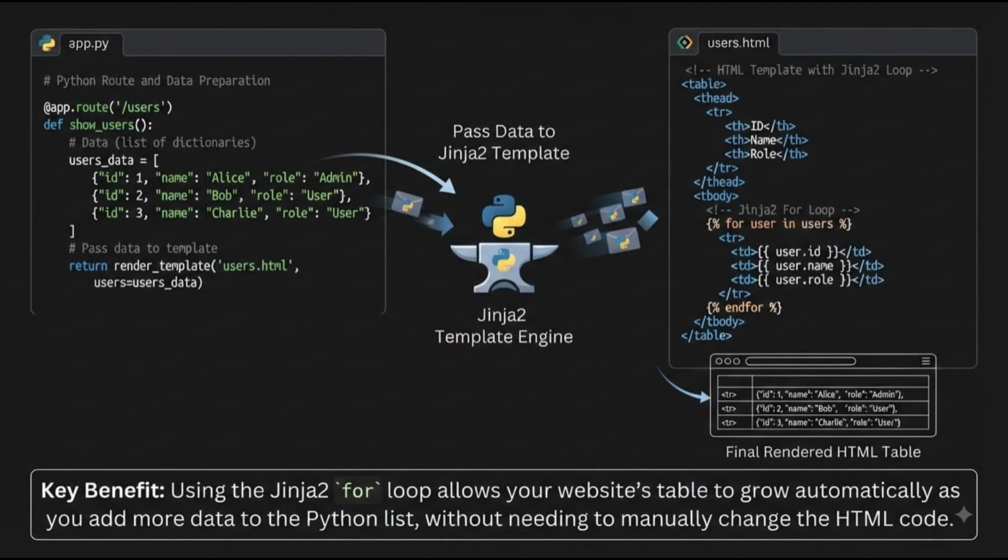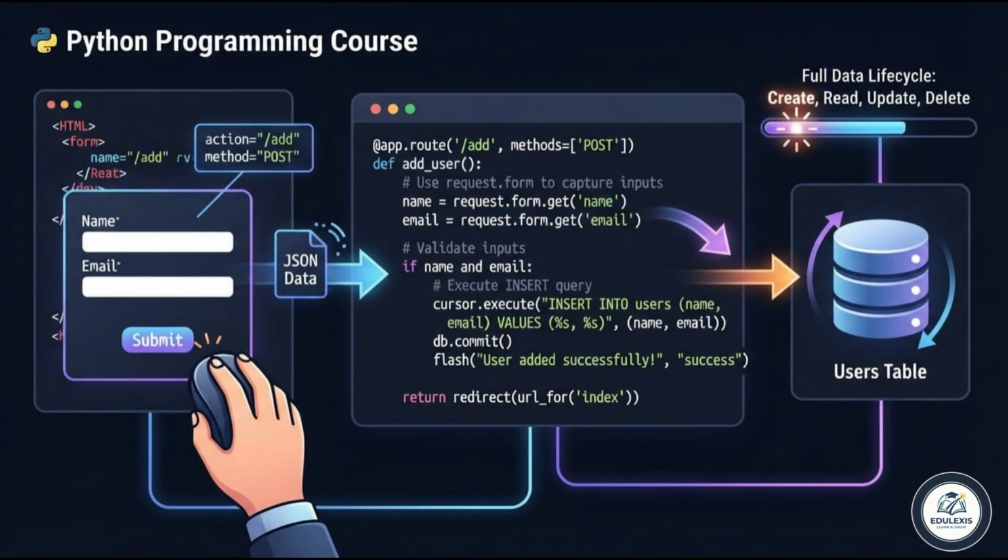Once we have the data as a list of dictionaries or tuples, we pass it to a Jinja2 template using render_template. Inside your HTML file, use the for loop syntax, {% for user in users %}, to create rows in a table. This allows your website to grow automatically as you add more data without you needing to change the HTML code.